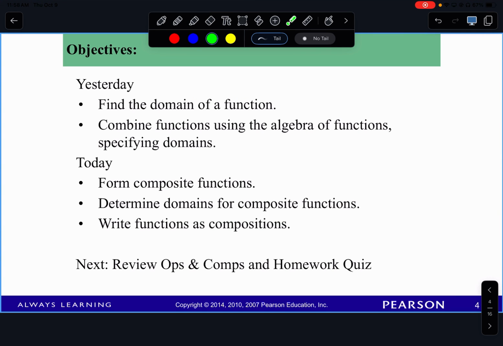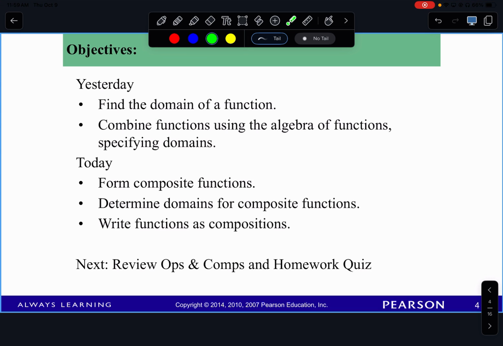Yesterday we focused on domains. We spent a lot of time on that, and then we talked about operations with functions. Okay. Today we're going to talk about composition. So we're going to be building new functions by putting a function inside of a function.